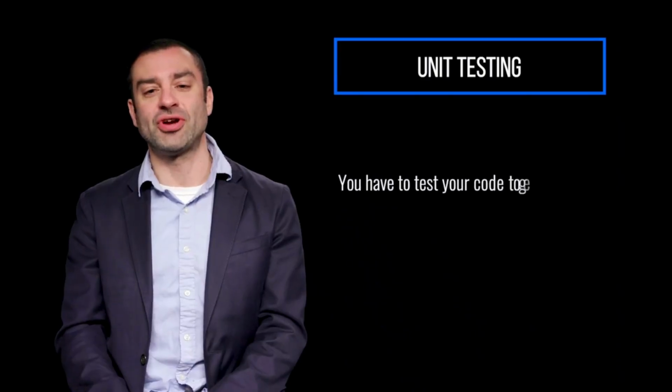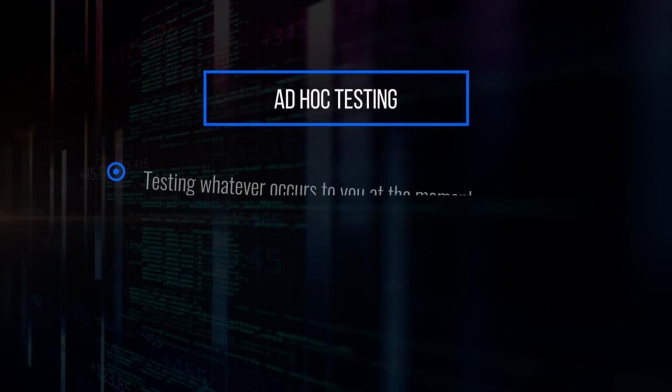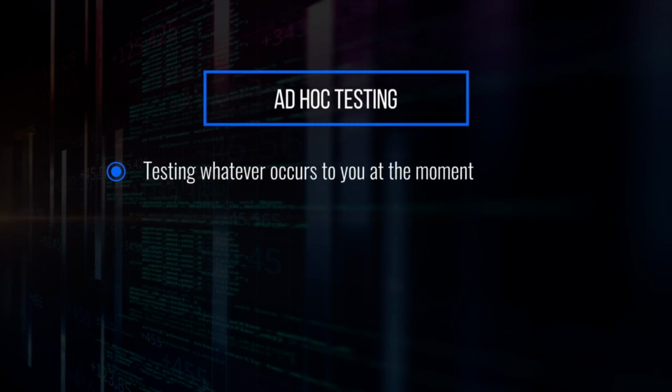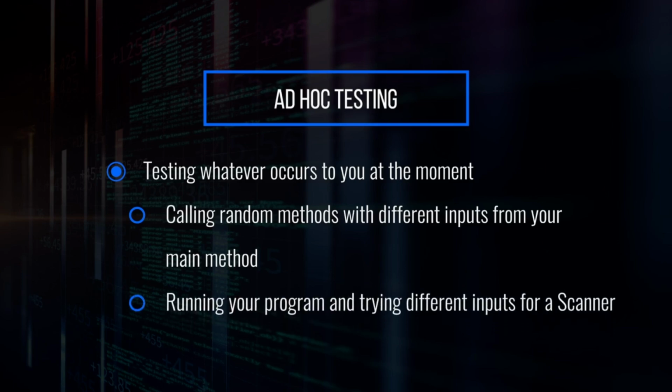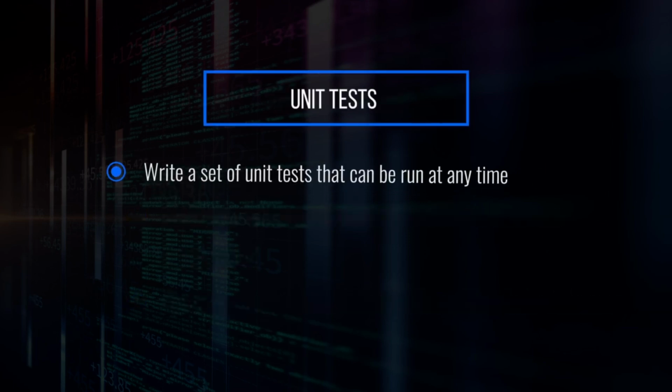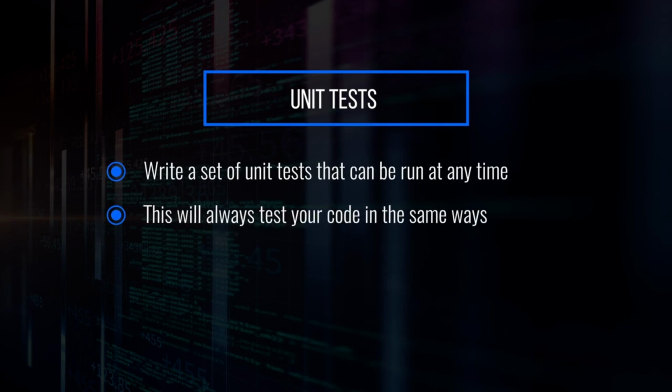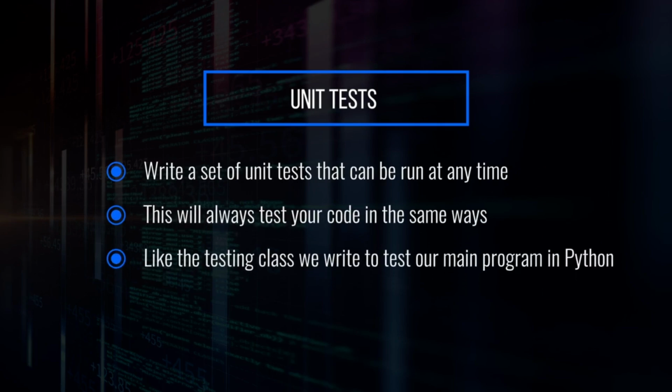You have to test your code to get it working. You can do ad hoc testing by testing whatever occurs to you at the moment. For example, calling random methods with different inputs from your main method and printing and comparing the results, or running your program and trying different inputs for a scanner. Or you can write a set of unit tests that can be run at any time. This will always test your code in the same ways. It's just like the testing class we write to test our main program in Python.